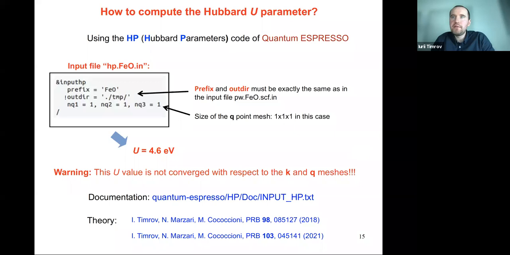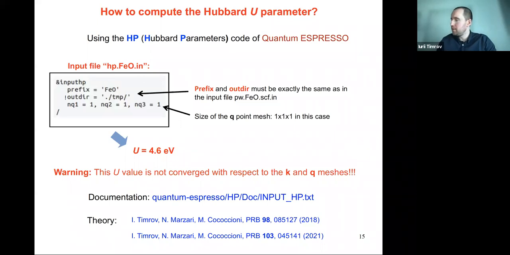And in fact, this method is not suitable for closed shell systems, so when the d electron shell is fully occupied. In that case, this method gives unphysically large Hubbard U parameters. It can be 20 eV, 50 eV, unphysically large. So this method is not suited for closed shell systems, only for open shell systems where the electrons are partially occupied, like in iron oxide.